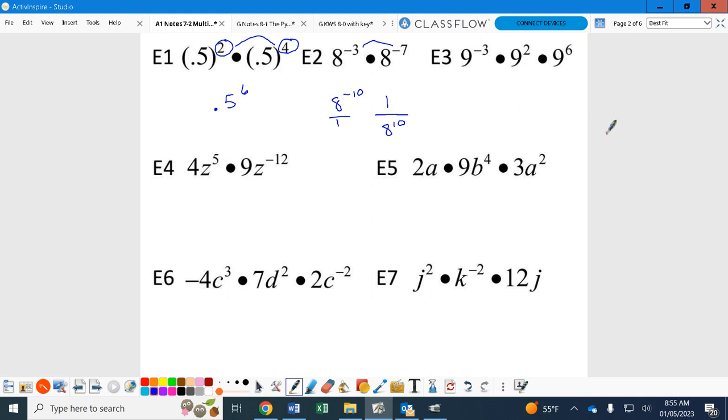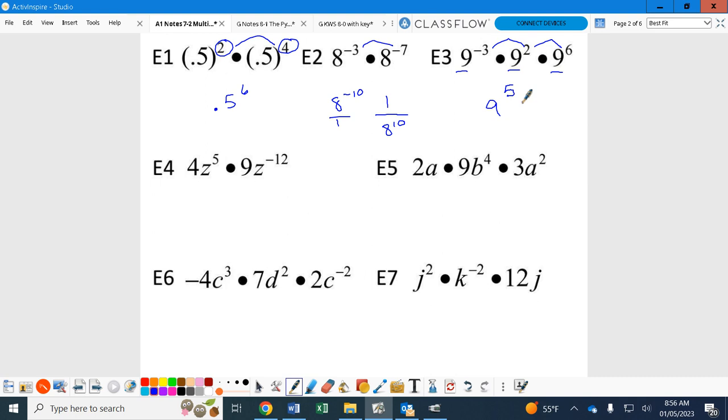Okay, guys, even if you have 3 of them multiplied, see they're all the same base. This only works if they're the same base. The base is 9. And we want to combine all these. We want to add these exponents all together. So you can do it on a calculator, do it in your head, do it however you want to, but you got to add all these up. Negative 3 plus 2 plus 6. What do you get when you combine all those? 5. 9 to the 5th.